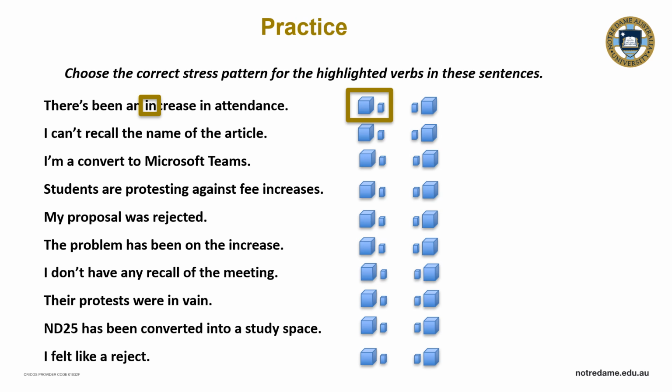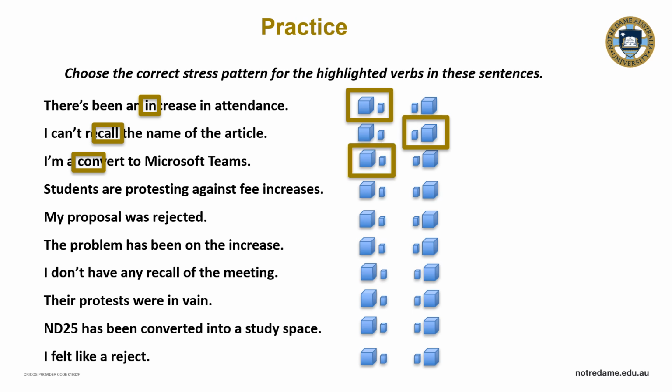Well, I'm back. Let's have a look through these. So the second one is: I can't recall the name of the article. It's the verb, and it's stressed on the second syllable, like the other words, recall. The next one is the noun. I'm a convert to Microsoft Teams. In other words, I didn't used to like it or use it, and now I do. I'm a convert. It's the noun, and it's stressed on the first syllable.